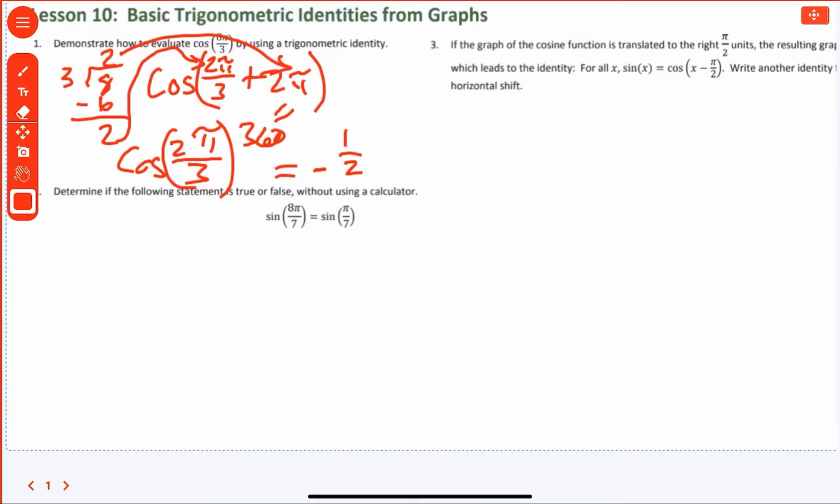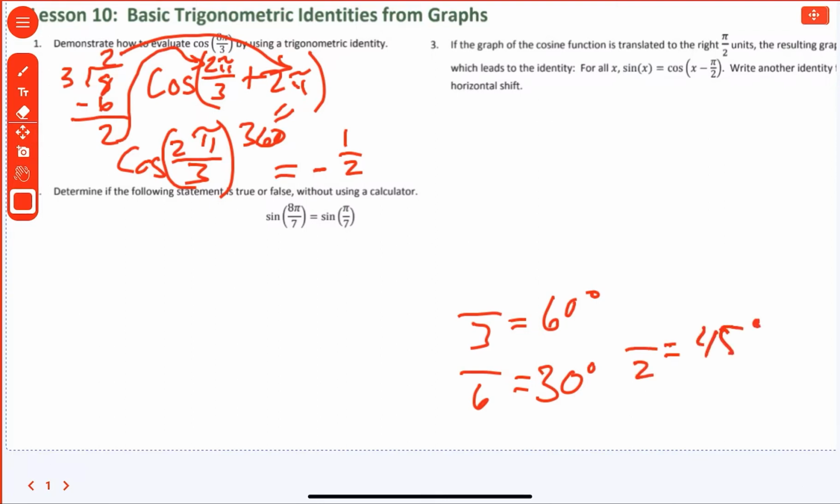Actually, let me go ahead and show you something on number 1 first before we get on to number 2. If it's divided by 3, that is going to be equal to a 60-degree angle. If it's divided by 6, that is equal to the 30-degree reference angle. If it's divided by 4, that's going to be equal to a 45-degree angle. That's how you're going to figure that out.